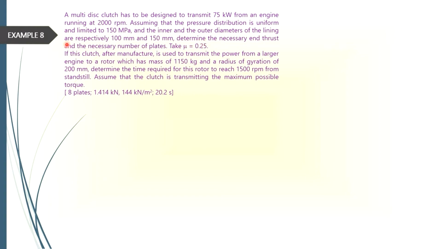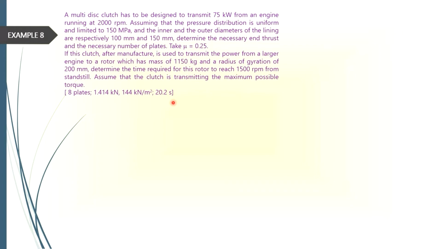Now, if this clutch after manufacture is used to transmit the power from a larger engine to a rotor which has a mass of 1150 kilograms and a radius of gyration of 200 millimeter, determine the time required for this rotor to reach 1500 RPM from standstill, that means from rest. Assume that the clutch is transmitting at maximum possible torque.